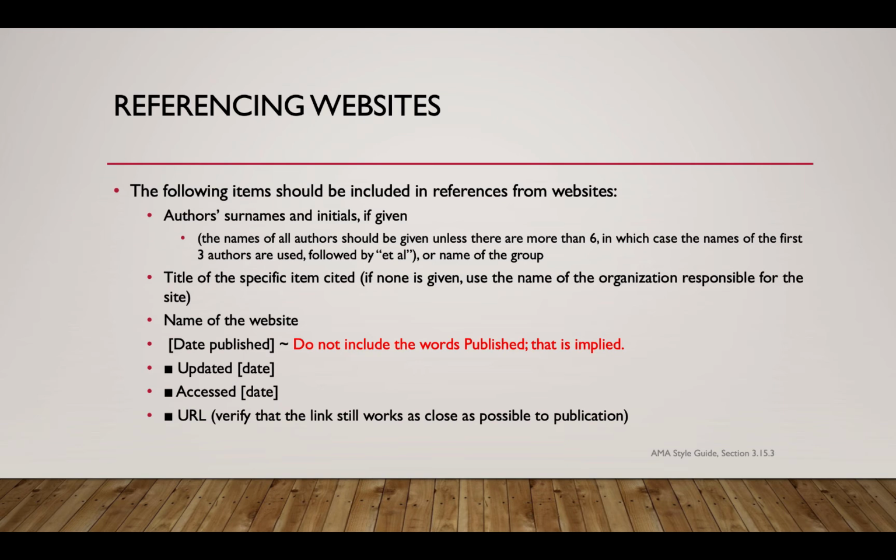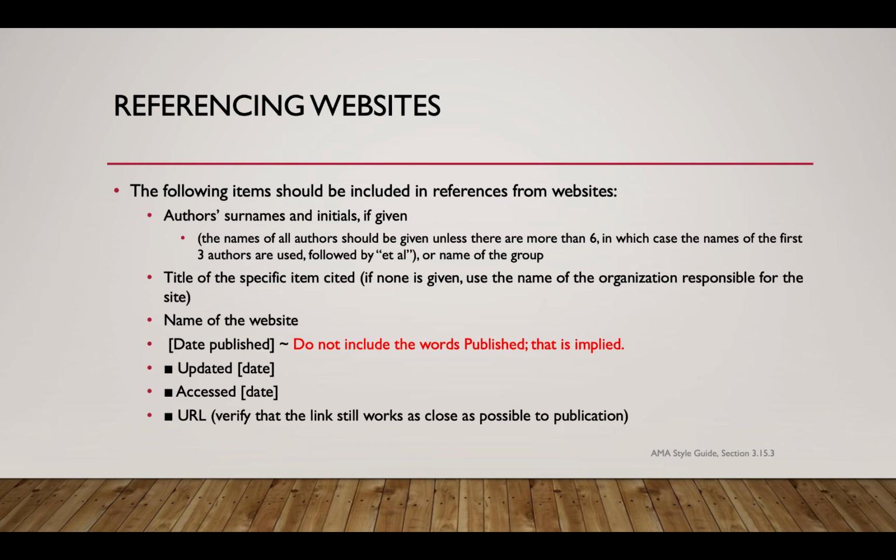The following items are included in websites. The author's surnames and initials, just like we talked about previously in books and in articles. You add the title of the specific item being cited. If it's not given, use the name of the organization responsible for the site. You want to add the name of the website, and then you want to type in the published date. Now, keep in mind that you don't write the word published before the published date.